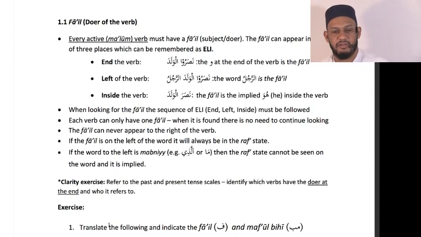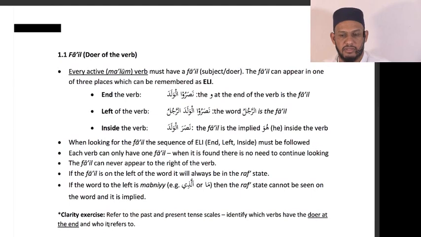Number 1, al-fa'il, the doer of the verb. It says every active ma'loom verb, in other words, not a majhul verb, must have a fa'il, a doer. The fa'il can appear in one of 3 places, which can be remembered as eli: end of the verb, left of the verb, or inside the verb.